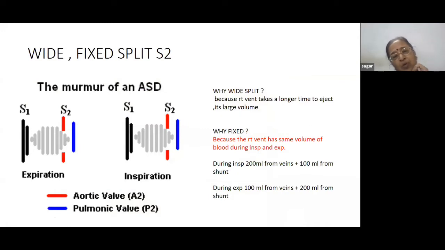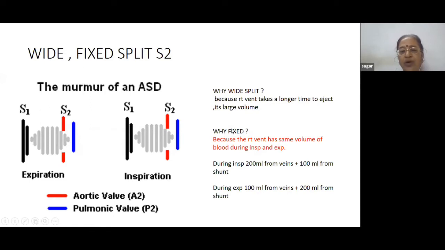Now let's come to the most important finding in an ASD, which is the wide fixed split. Why wide? Like we told, longer time taken by the right ventricle to eject its large volume of blood that is present. So P2 is delayed, so the split is wider. So that is the A2, that is the P2. P2 takes a longer time. The right ventricle is ejecting all the while. So that is why your P2 is delayed.